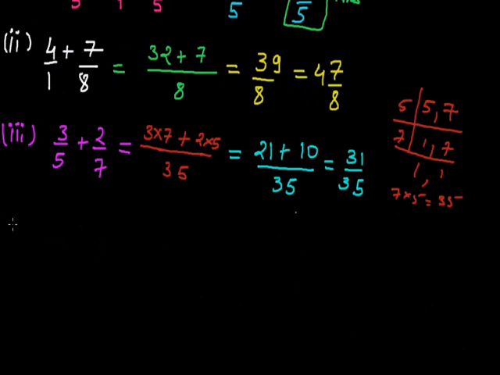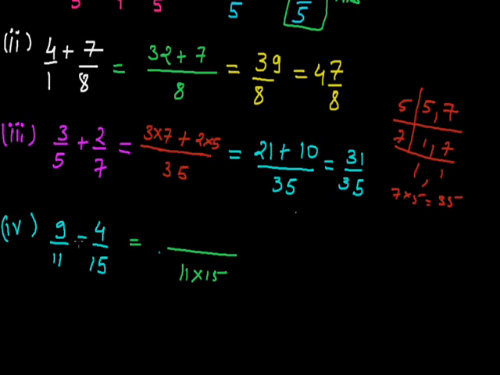We don't need to convert it into a mixed fraction. Now the fourth part is 9 by 11 minus 4 by 15. Now again here we are having the numbers 11 and 15 which are co-prime, that is nothing is common between them. So the LCM will be the product of both the two numbers, that is 11 into 15. So the LCM will be 11 into 15.